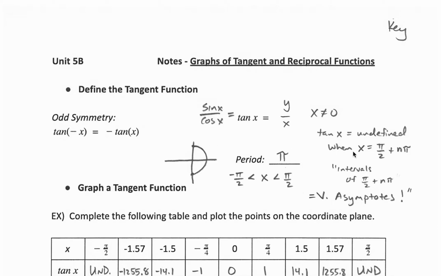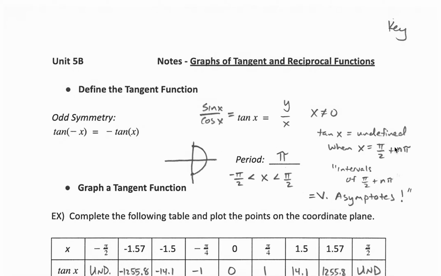That happens at pi over 2. It also happens at 3 pi over 2. But really it would happen at any interval, no matter how many times we rotate, if we end up on the y-axis. So we can define that as saying whenever x is equal to pi over 2 plus any interval of pi, we're always going to end up on the y-axis.